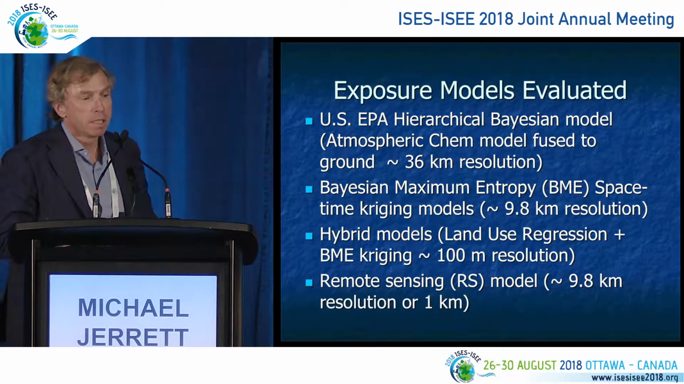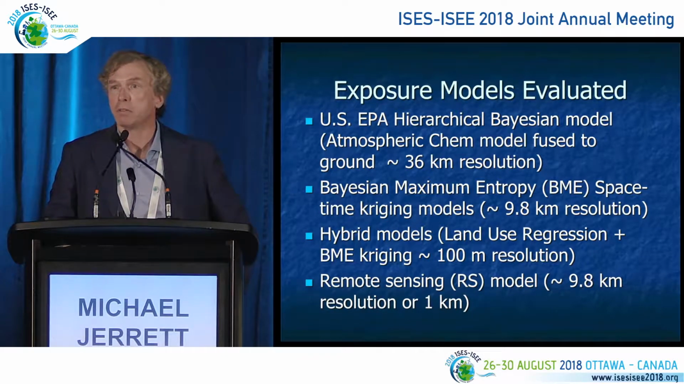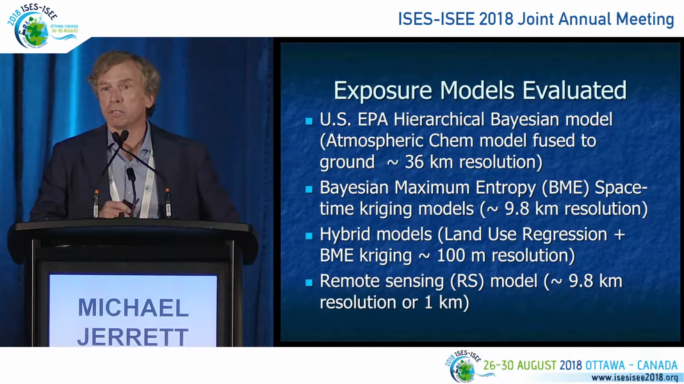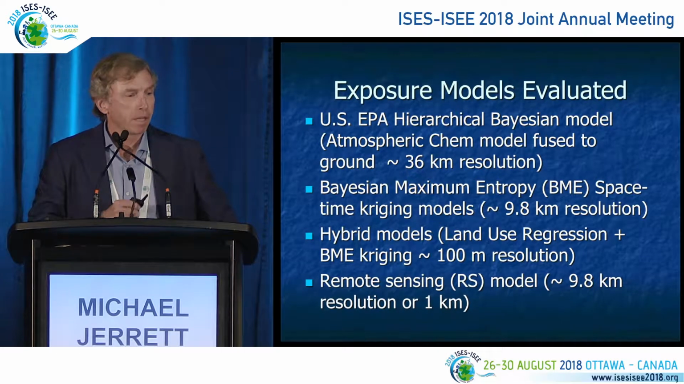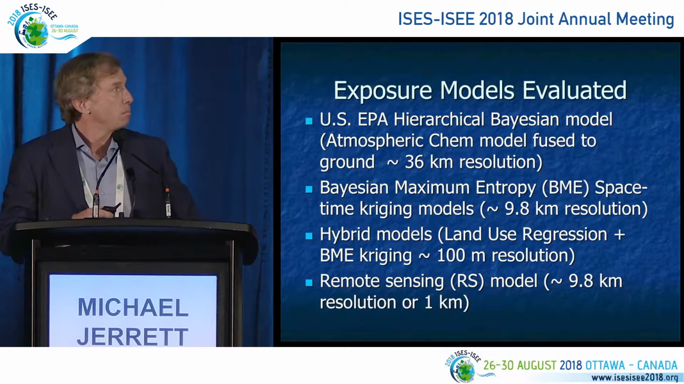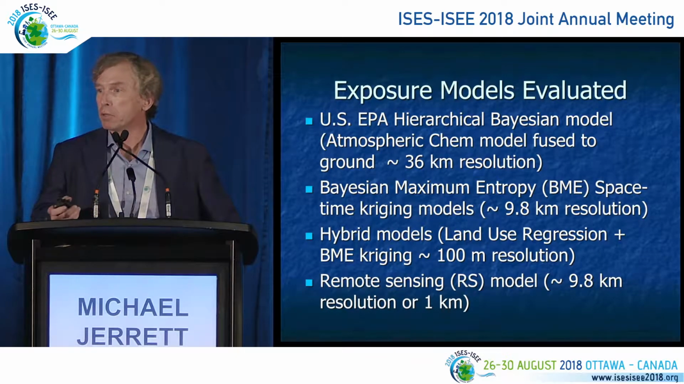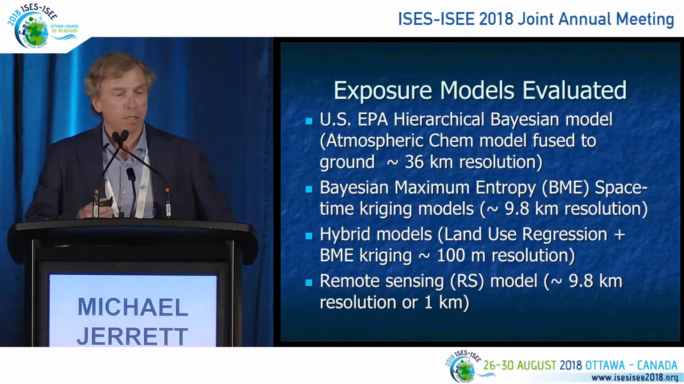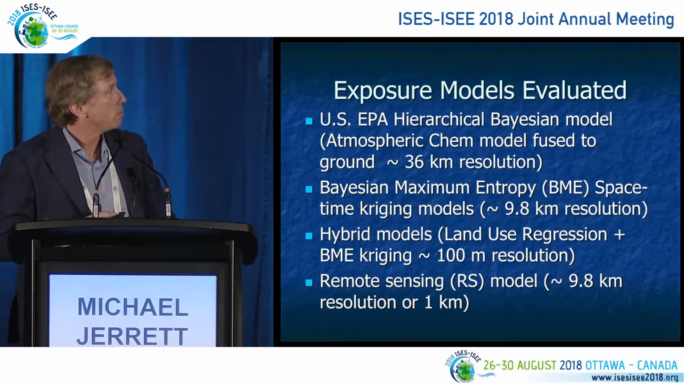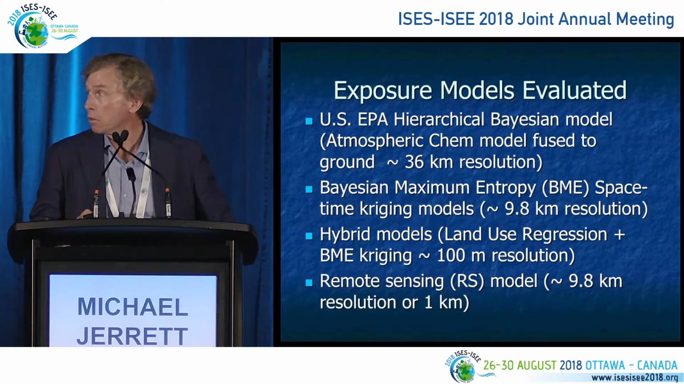So we have the hierarchical Bayesian sort of atmospheric chemistry fused to the ground, so similar at a lower resolution than what Ted just presented. A Bayesian maximum entropy model, which just uses ground data solely and geostatistical techniques. A hybrid model, which is similar to what Joel presented, where it's a machine learning approach where we've got a lot of land use, satellite information, and also hierarchy. And then purely remote sensing estimates that ran from about 9.8 kilometers in resolution to about 1 kilometer.